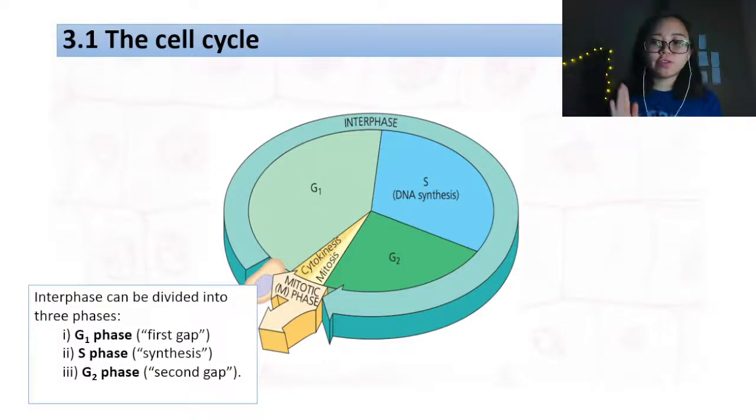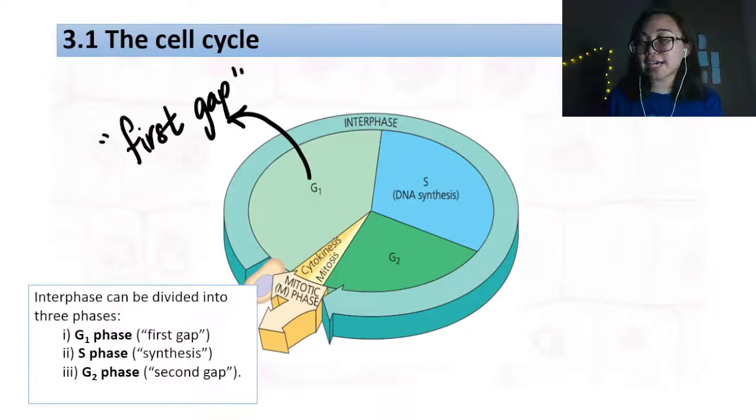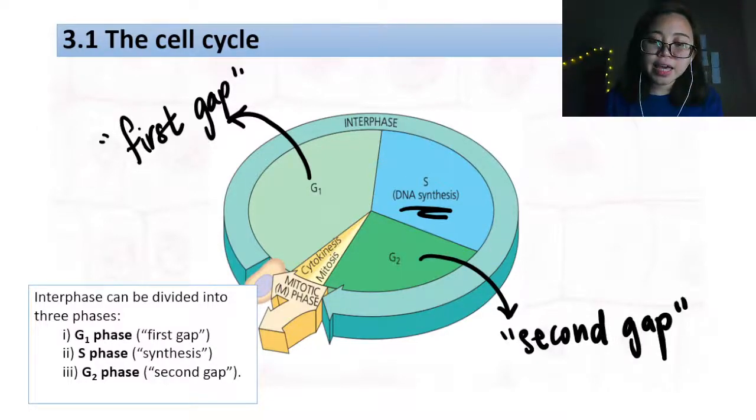When we look at this very long interphase, we can divide it into three phases of its own. The first one is the G1 phase, or also called the first gap phase. The second one is DNA synthesis, or S phase. And the third is the second gap, or the G2 phase. Biasa kalau kamu tulis G1, S dengan G2, orang tahu lah kamu maksudkan mana satu. Okay, so we're going to go into each of these phases in interphase and look at them in detail.